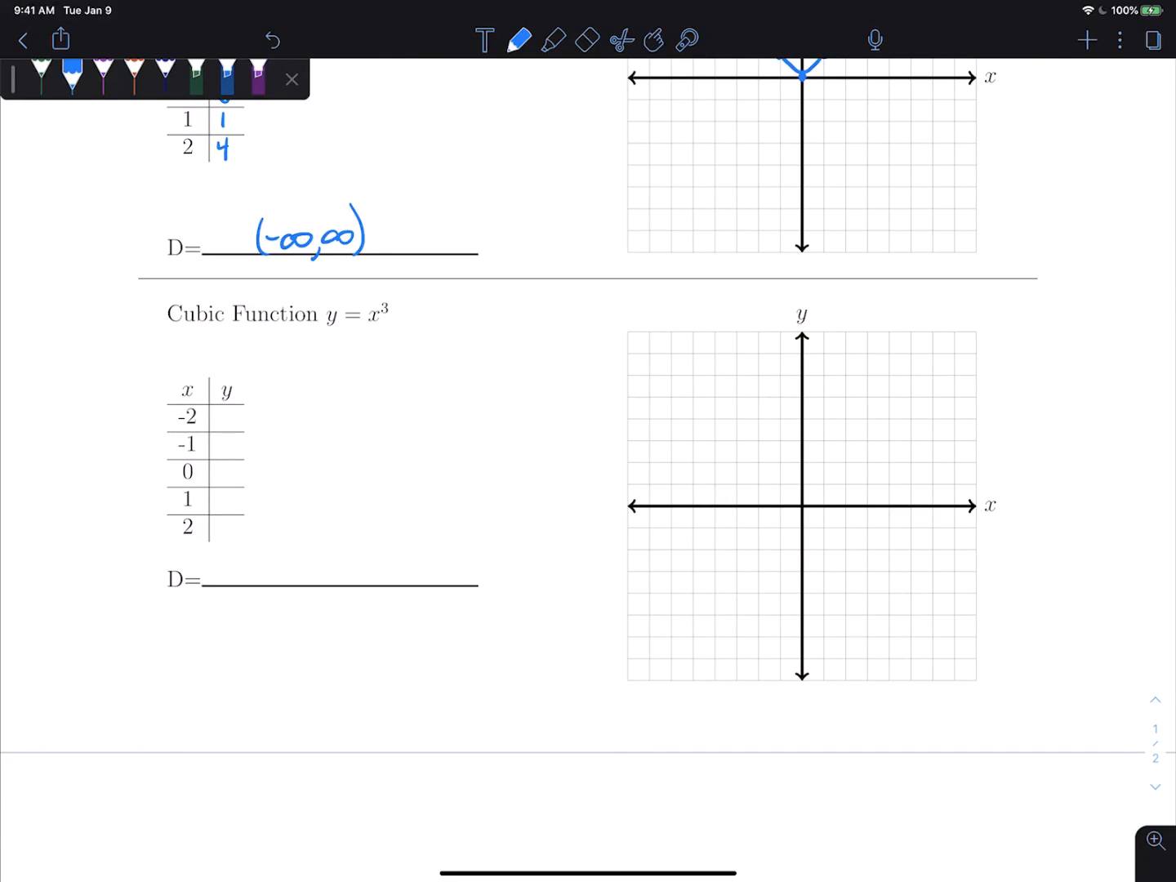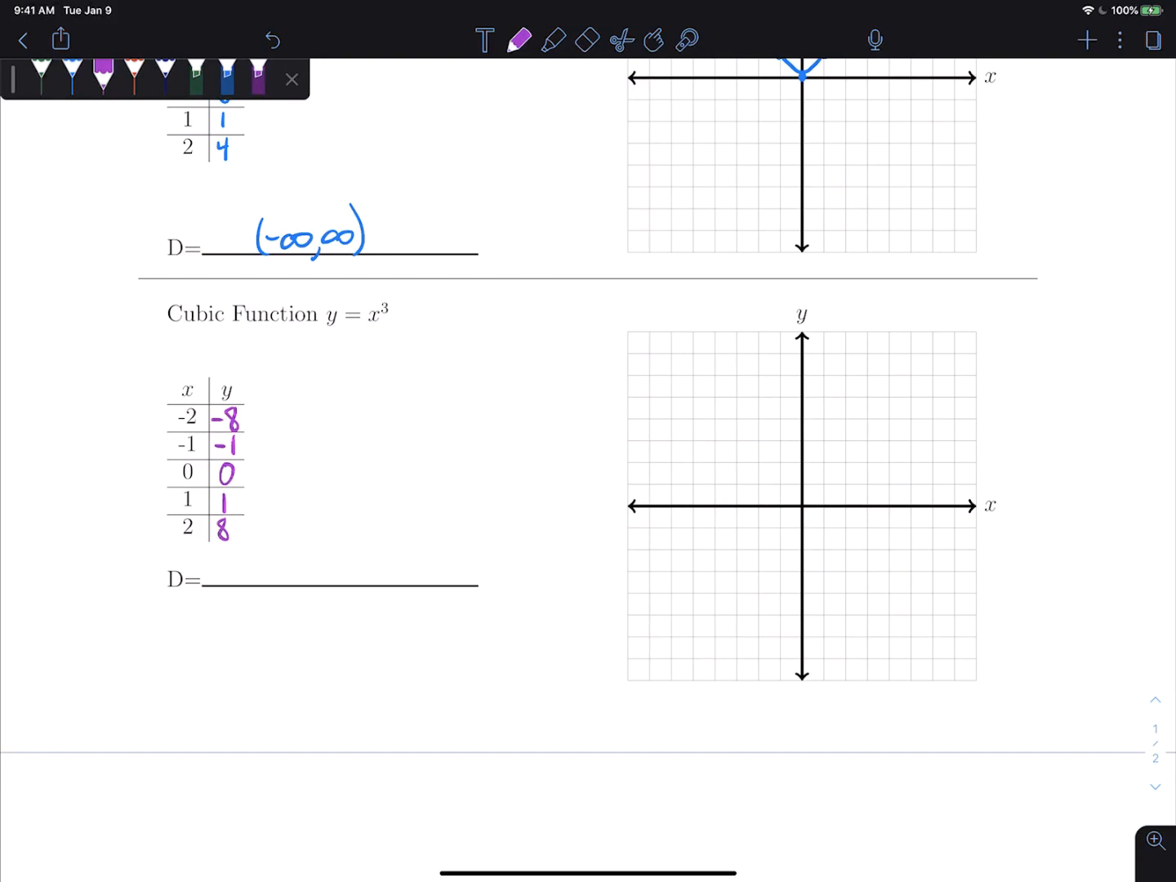As for cubic functions, y equals x cubed, just plug these in. -2 cubed means -2 times -2 times -2, which gives us -8, because there were 3 negatives there. Plug in the -1, -1 cubed gives us -1. Plug in the 0, it gives us 0 cubed, which is 0. Plug in the 1, gives us 1 cubed, 1. Plug in the 2, 2 cubed, 8.